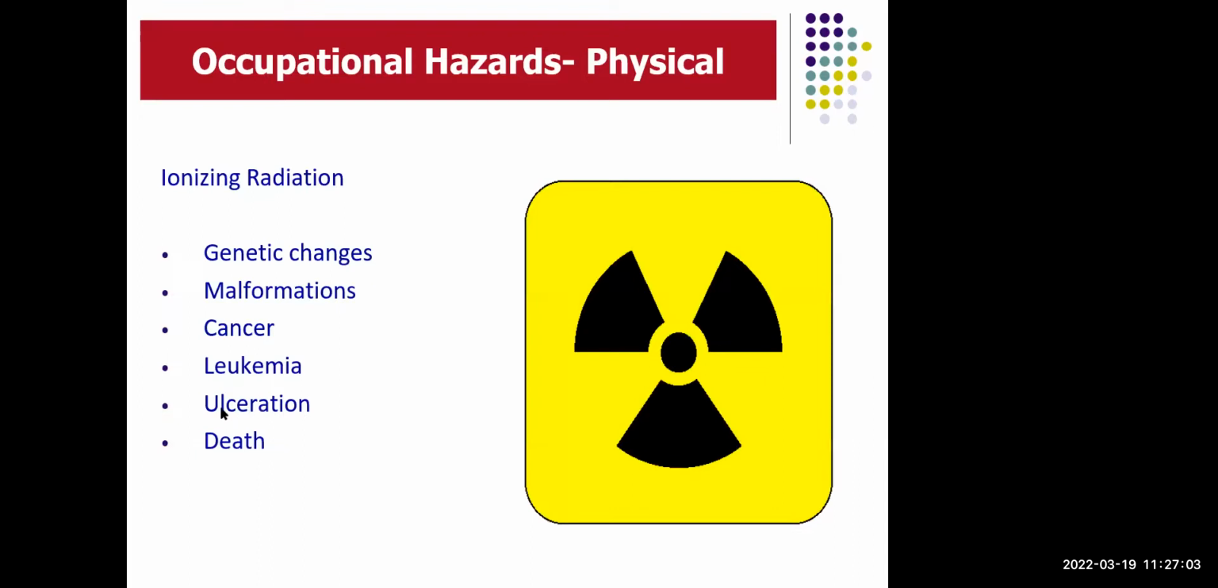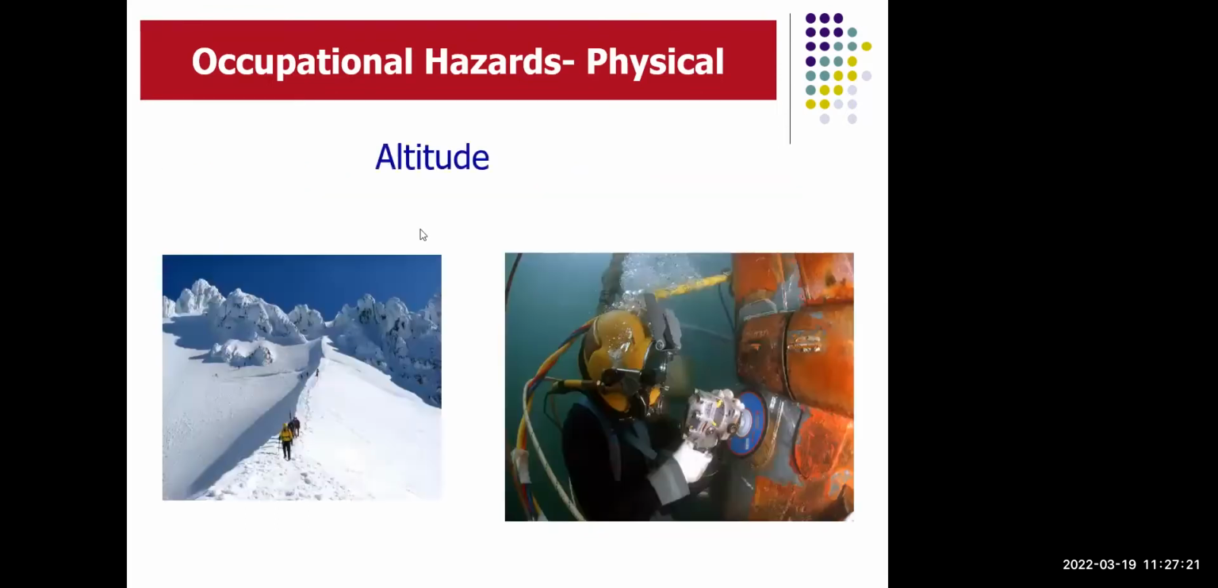At a very high, sudden exposure, it causes ulceration and maybe death. It may also damage the gene. If a woman is exposed when she is pregnant, it will cause malformations in the growing child. It will cause cancer, and leukemia is a type of blood cancer. So these are the effects of ionizing radiation.